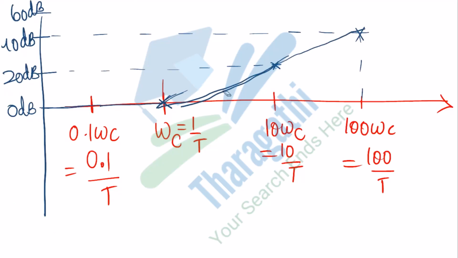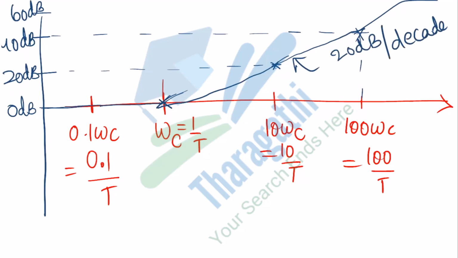So you join these points. Like this, you will get straight lines, and this line will be extended like this. So this is a straight line having a slope of 20 decibels per decade.